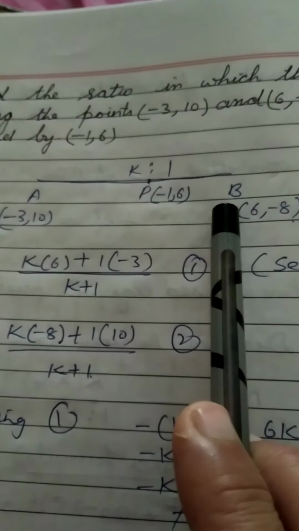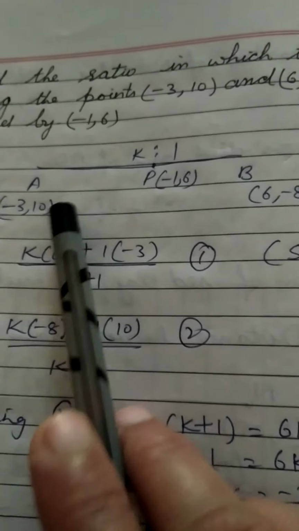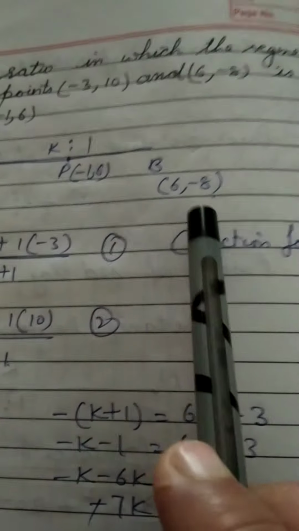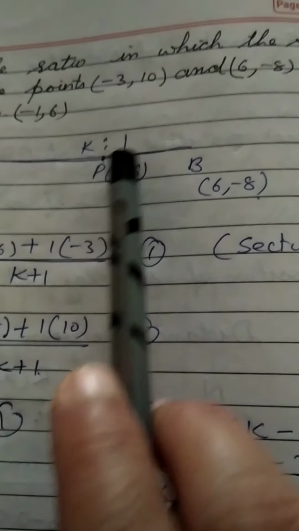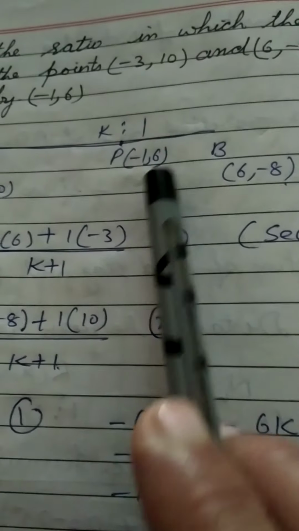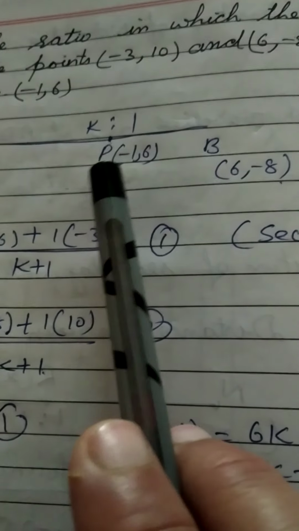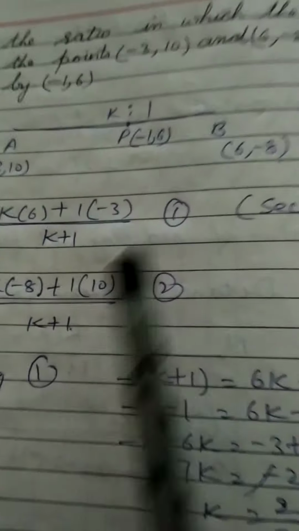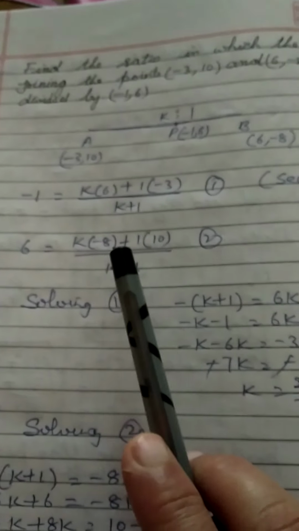Now here AB is the line. Coordinates of A are (-3, 10) and coordinates of B are (6, -8). There is a point P on AB which divides AB in the ratio k:1, and the coordinates of P are (-1, 6).